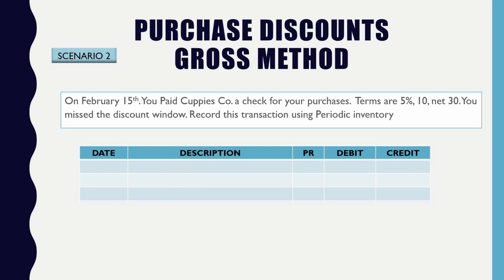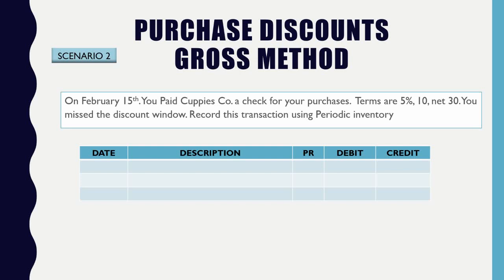So then let's say scenario 2. What happens if I end up paying on the 15th of February? Since the bill was received on February 1st, they gave me 30 days to pay for the entire thing, right? So I have until the next month to pay it. But in this case, what if I end up paying it on February 15th?